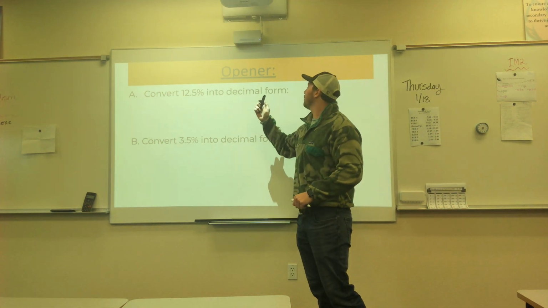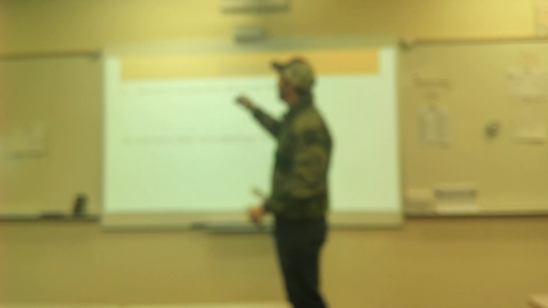All right, so today we're going to be going over word problems, specifically with our compound interest that we've been going over in the past. So what I want you guys to do is start with the opener. First one, we're just converting these into decimals, so 12.5% and then 3.5%. So I'm going to give you guys 2 minutes. Get started.